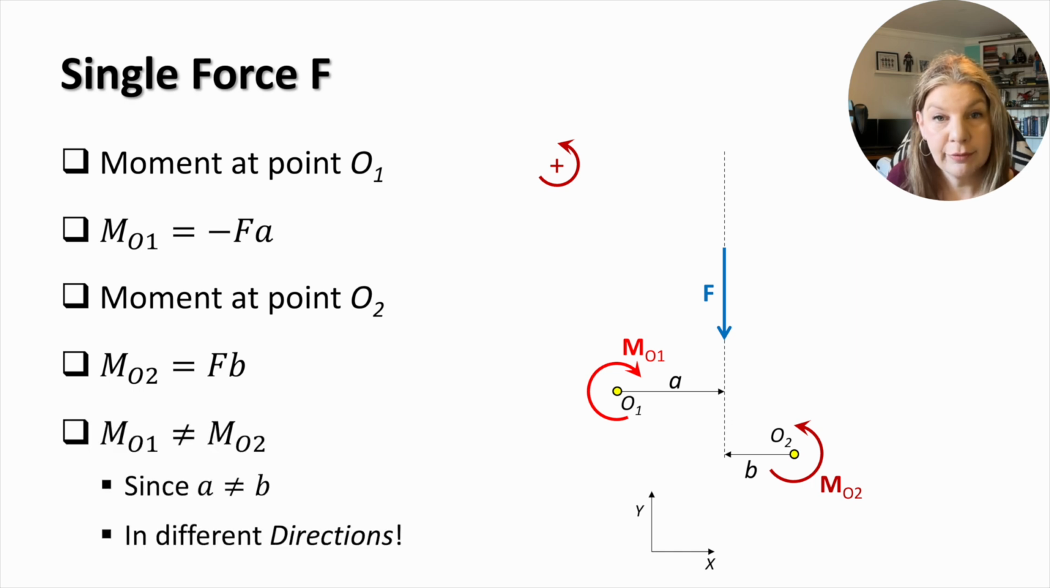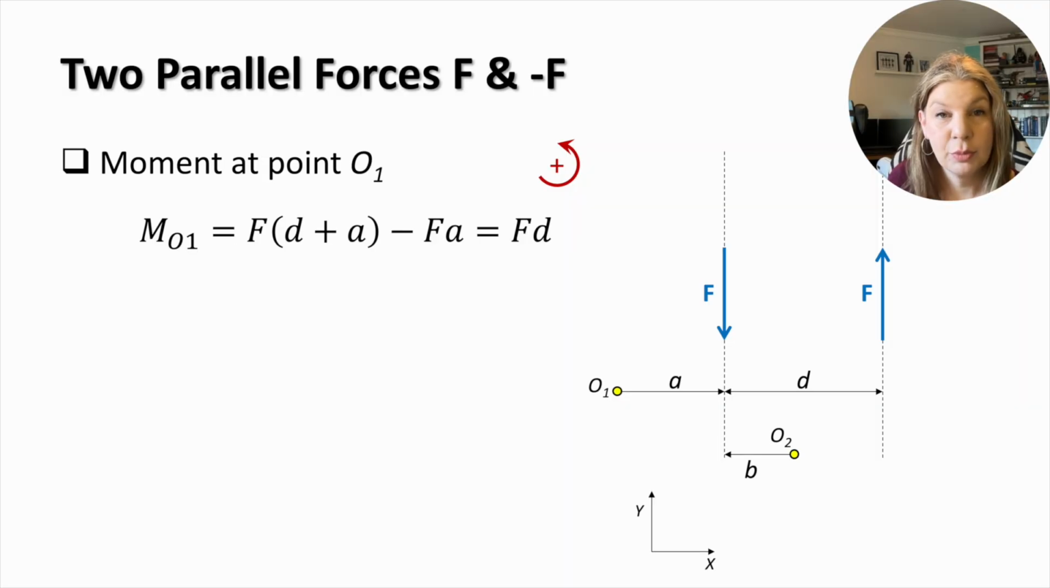The moments produced by the force around O1 and O2 are not equal, since the distance A is different from the distance B. In addition, the moment rotates in different directions. Let's now consider a system of two parallel forces with equal magnitudes acting vertically downwards and upwards as shown on this slide. Here we'll take point O1 at a distance A on the left from the line of action of the left force. The moment produced by the two forces around O1 equals the magnitude of the force times the distance between the two forces. The direction of this moment is positive.